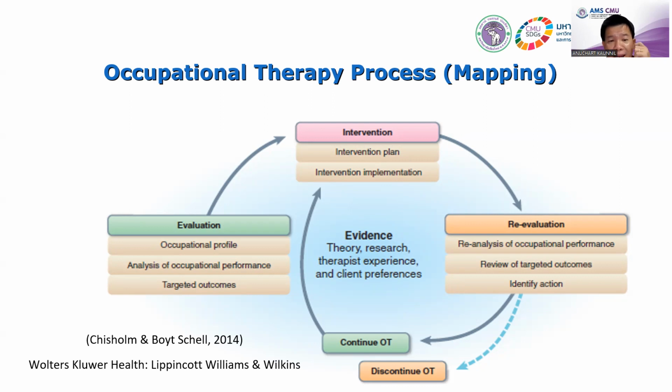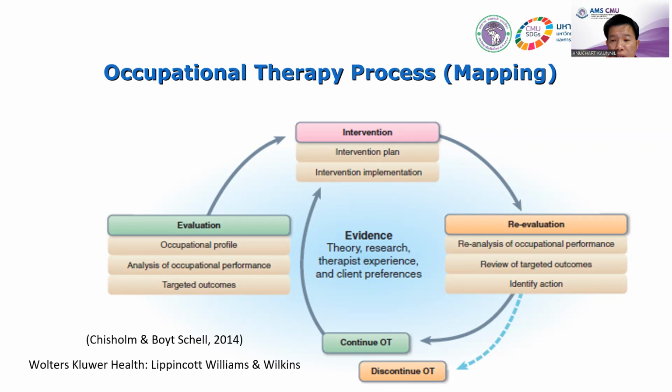A good insight in the occupational profile is the history of the client's occupation. After that, we need to analyze occupational performance. This is one step, okay? And go to intervention. After that, there is still the target outcome, and the target outcome goes back to evaluation again. In intervention, you need to think about the intervention plan and intervention implementation.